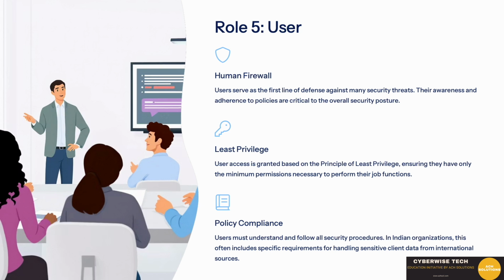The fifth role is one that everyone in the organization plays: the user, also known as the end user or operator. This is any person who has access to the organization's system to do their job. The user has two primary responsibilities: to understand the security policy and to follow it. Their access should always be governed by the principle of least privilege, meaning they only have the minimum access necessary to perform their job functions. Never forget that users are on the front lines. Their awareness and diligence are critical to defending against threats like phishing and social engineering.